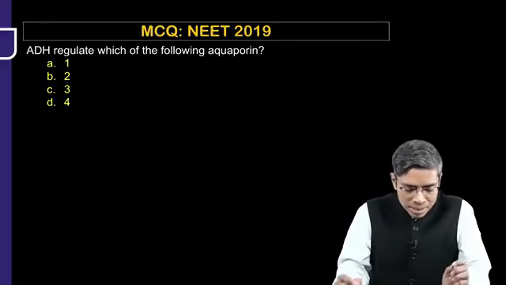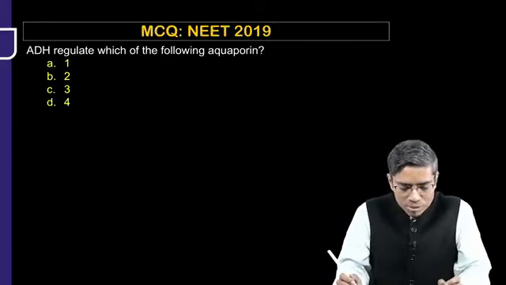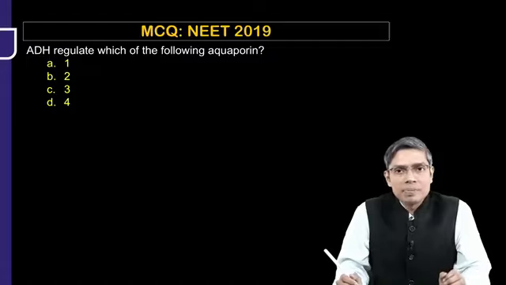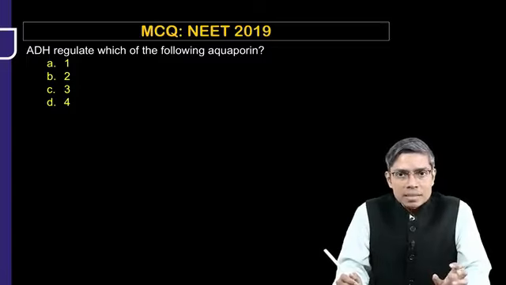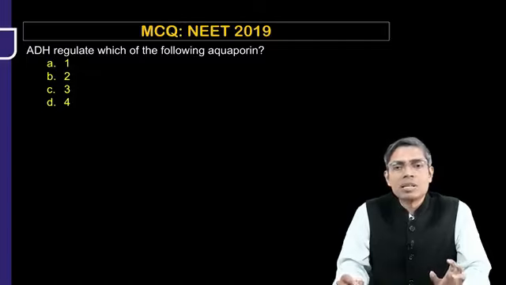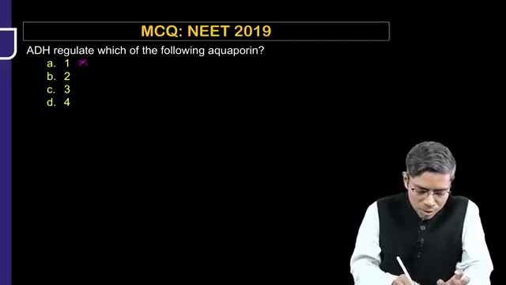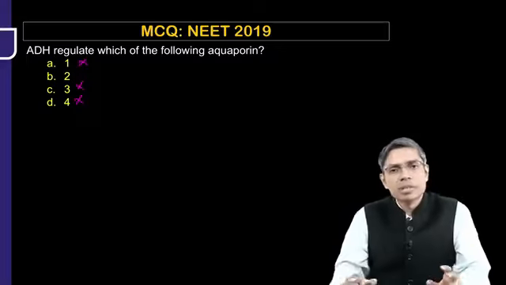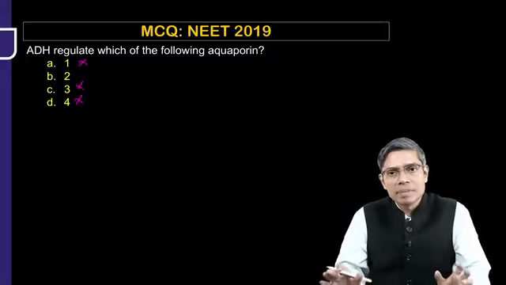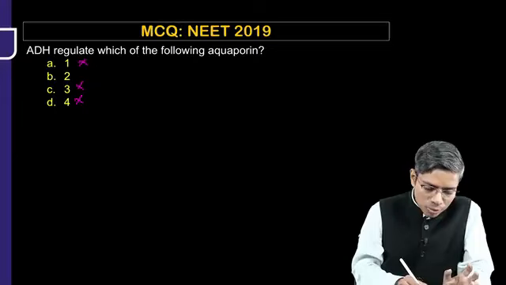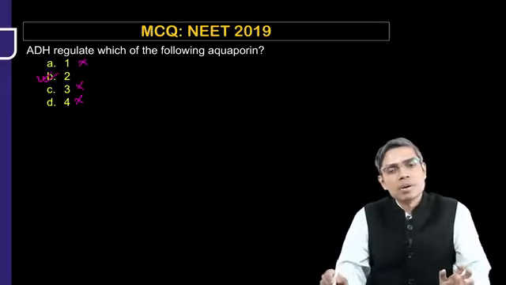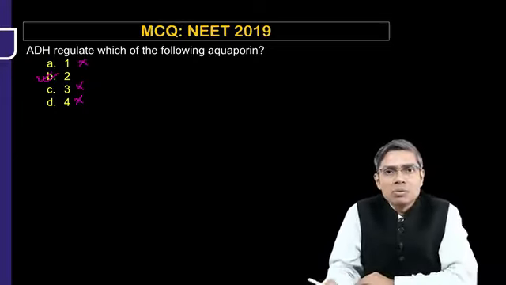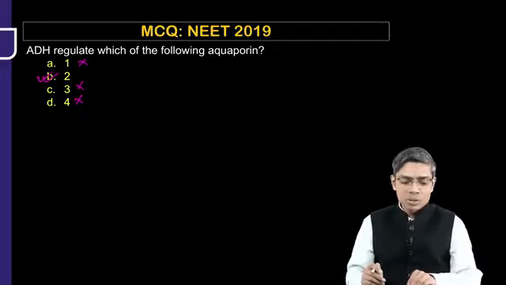Okay. Now next. ADH regulates which of the following aquaporins? We all know that ADH, the antidiuretic hormone, or AVP as you say, has its main effect, or only effect, on aquaporin number 2. Aquaporin 1, aquaporin 3, and aquaporin 4 cannot be stimulated by the ADH hormone. So the answer here is aquaporin 2. What is the speciality of aquaporin 2, which is not there in the case of aquaporin 1, 3 and 4?